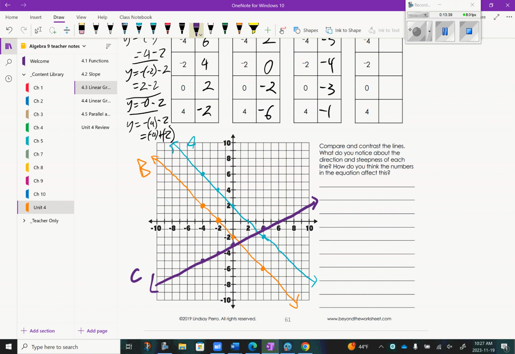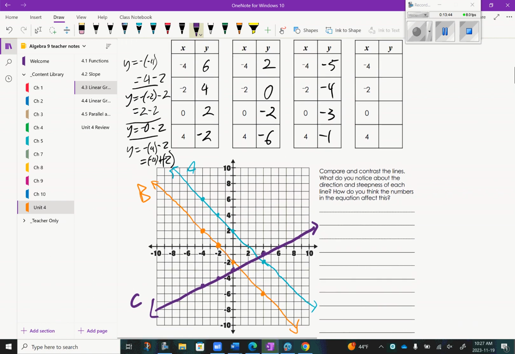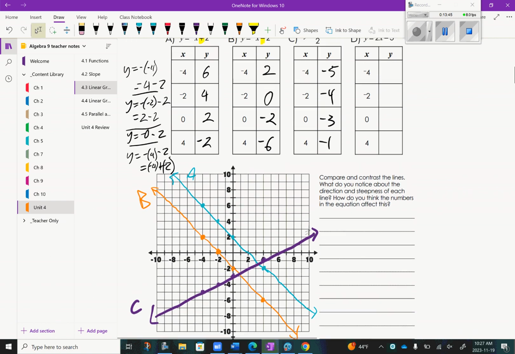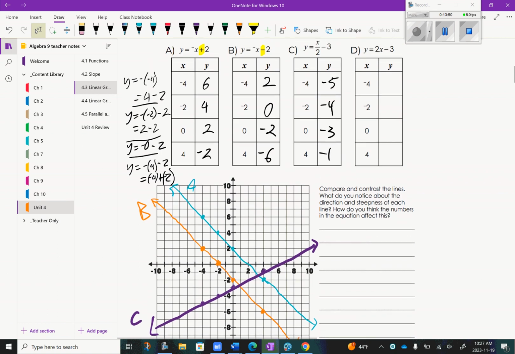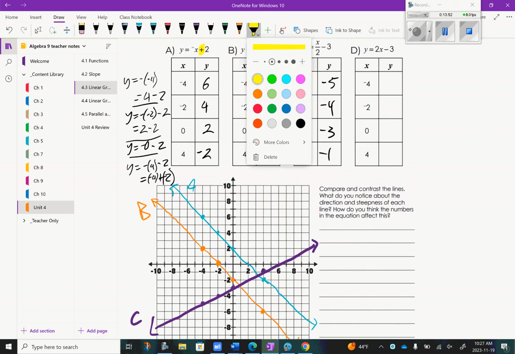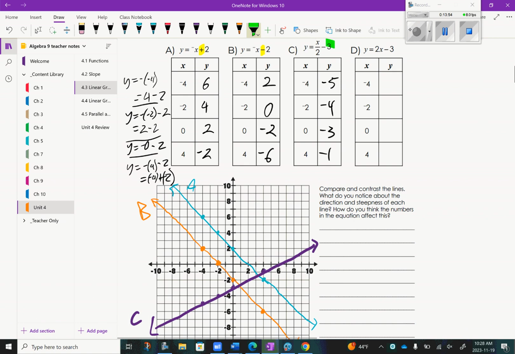Looks very different than our graphs there from A and B. Now let's take a look at the equation for part D. Now, this is interesting. They both have the same last number, but what you do to the x as the first step, that's different.